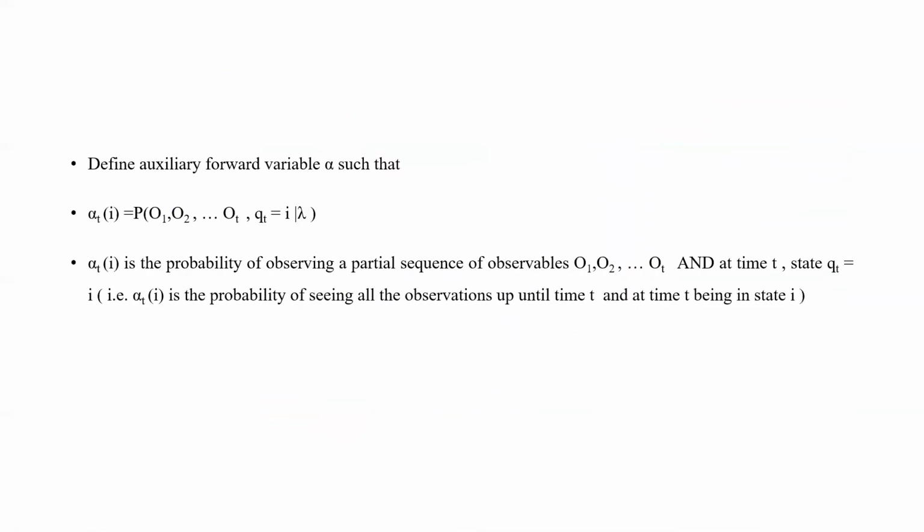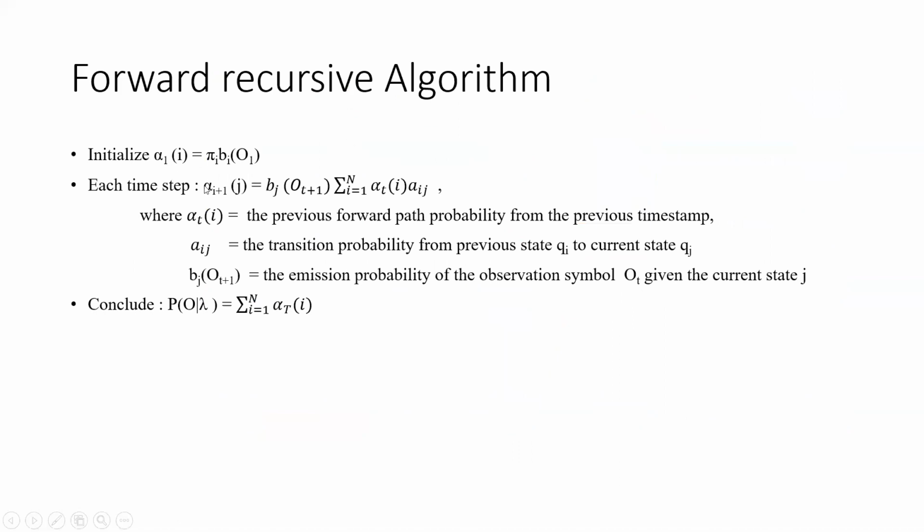So that is what the algorithm means. Here, at any time step, alpha t plus 1 of j is equal to the emission probability into the summation of the probabilities from the previous step. And finally, at the last step, we sum all the probability values to obtain the likelihood value. So this is the forward recursive algorithm.